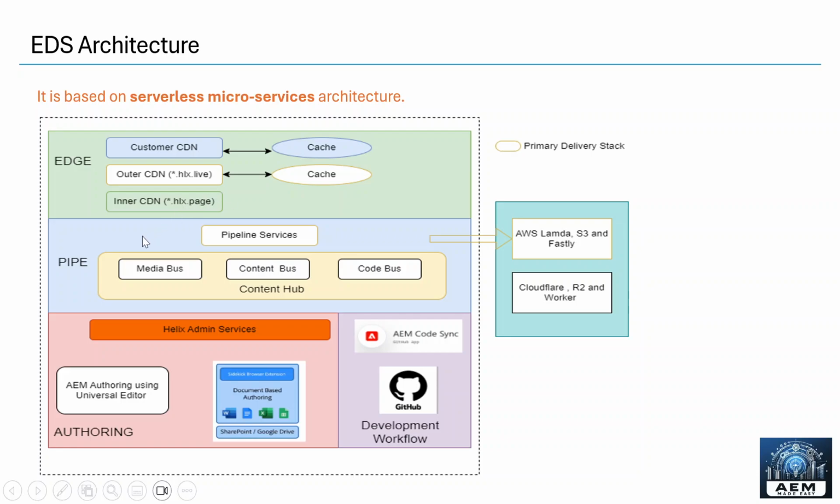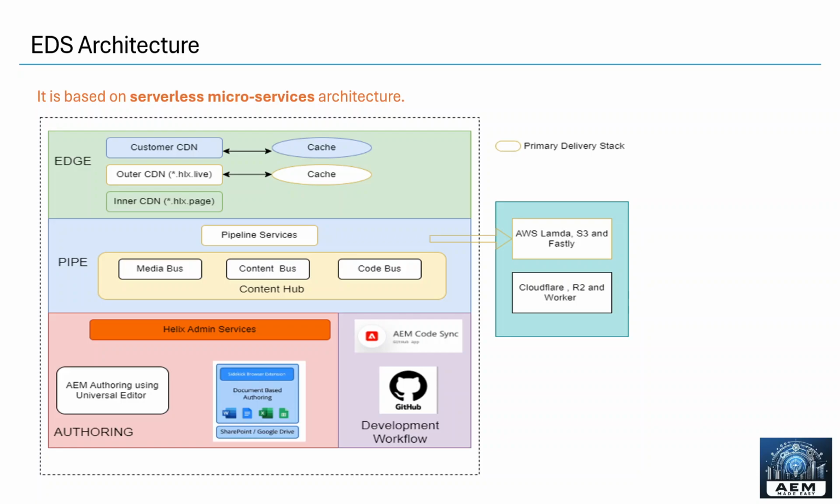Now coming to the pipe, the main delivery functionality is provided by the Helix pipeline services, which use the Helix HTML pipeline framework to render the HTML and render the JSON from the spreadsheet. These pipeline services pull configurations from the code bus and published content from the content bus. Published content is in markdown or MD format.